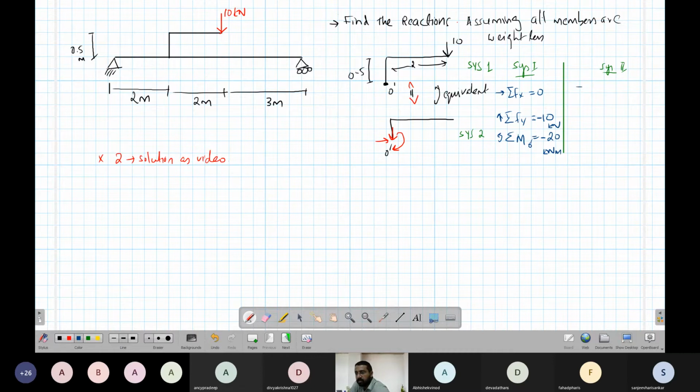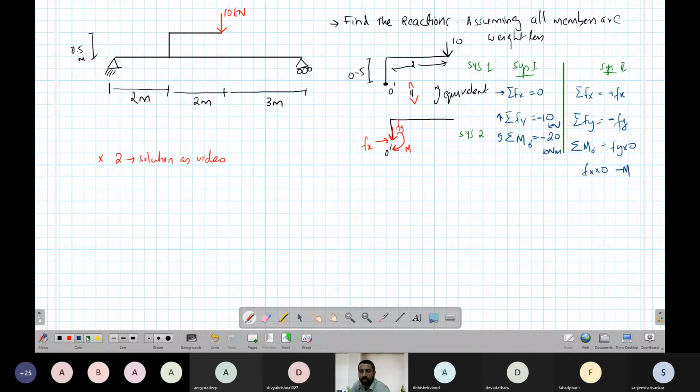In system 2 we will find the same thing. Summation of force in the x direction: we have some force. Let's mark those forces Fx, Fy and M. Fx is to the right hand side, so it is plus. Summation of forces in the y direction: there is Fy downward, so it's minus Fy. Summation of moments about O dash: Fx times 0, Fy times 0, then minus M, clockwise, so minus M.